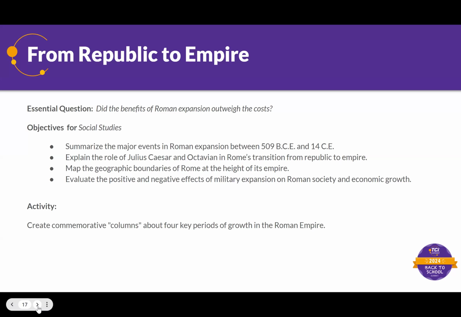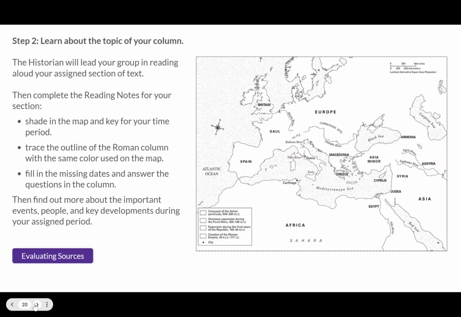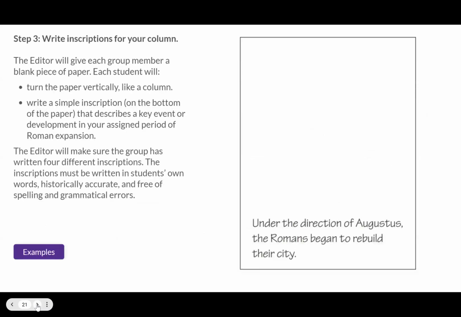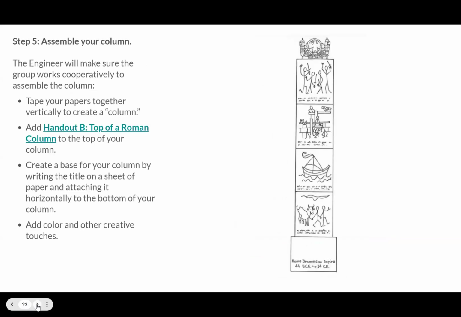And so that's why this lesson is really important to me, because it allows them to look at things through a variety of perspectives and lenses. And so they create these columns, and they have different roles they play in the group. They learn about what expansion period they were. We had a tip on evaluating sources. Here's an example of an inscription for the column. Again, they're using facts. They need an illustration. Then they put their column together. Notice there are 4 parts, one for each person in the group.